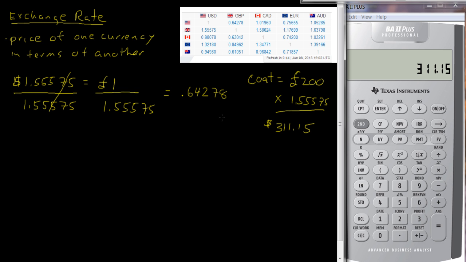Maybe. All right. What happens when exchange rates change? Exchange rates change quite a bit, or countries can enact policies that cause them to change. But let's suppose that the exchange rate changes so that now instead of $1.55575 to buy a pound sterling, let's say it's $2 to buy 1 pound sterling. In this case, the pound has appreciated, or we could say the dollar depreciated.